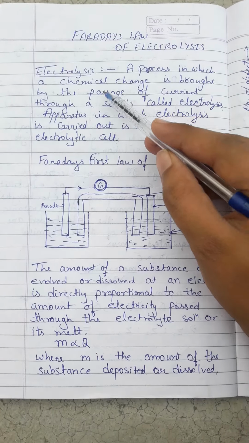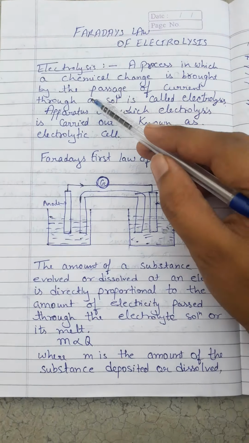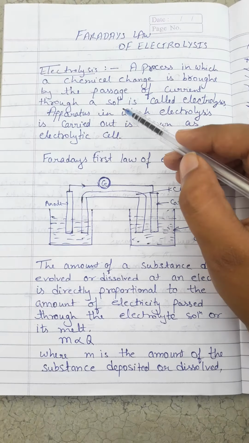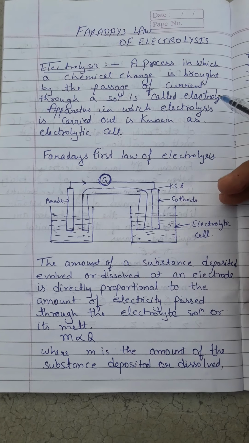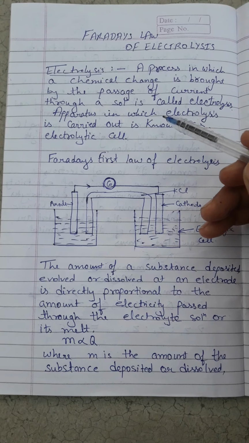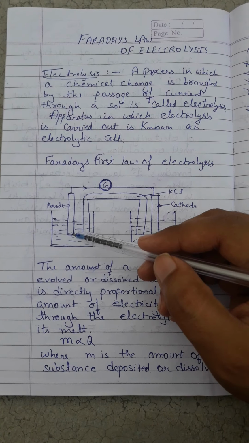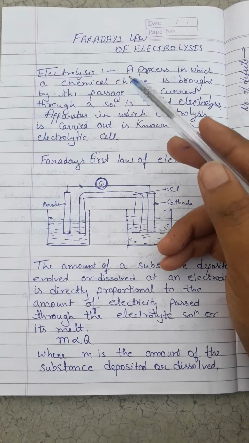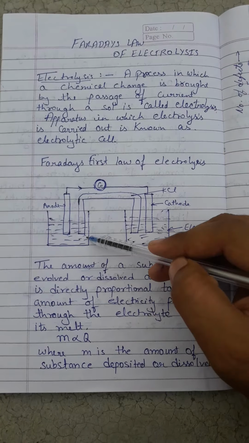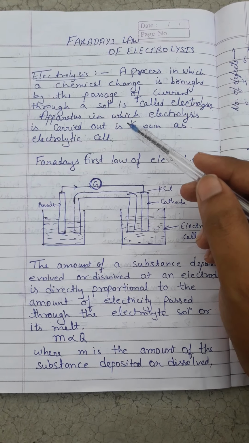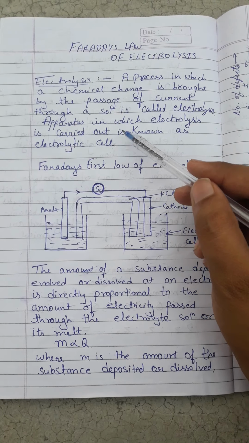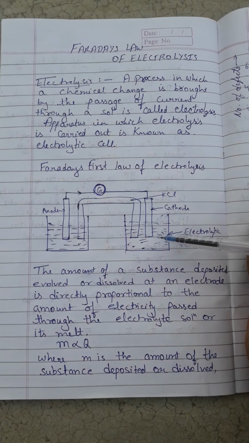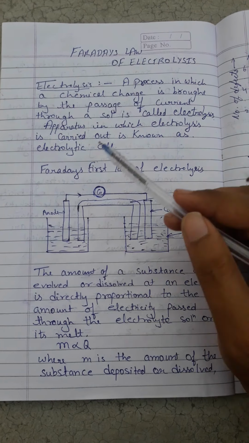A process in which a chemical change is brought about by the passage of current through a solution is called electrolysis. It means a process in which a chemical change is brought about by a current. So this is the electrolysis apparatus. The apparatus in which electrolysis is carried out is known as an electrolytic cell. So these are electrolytic cells.